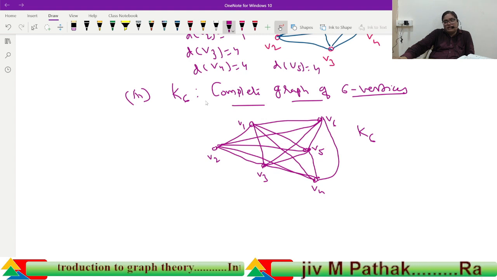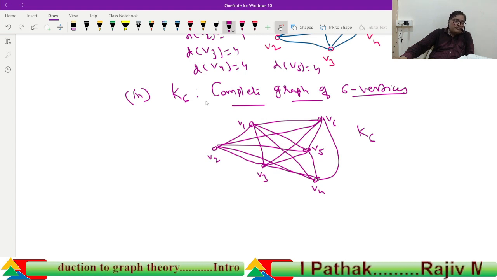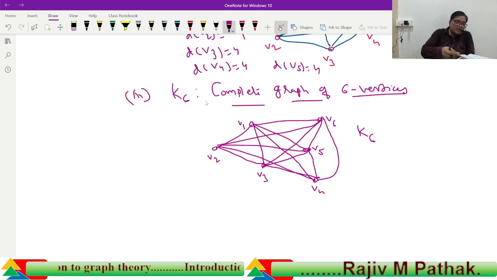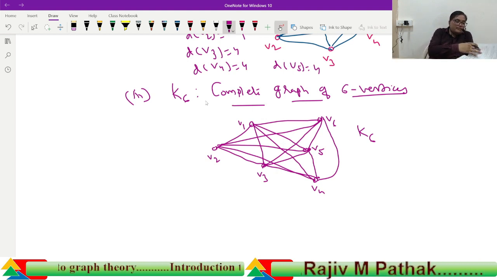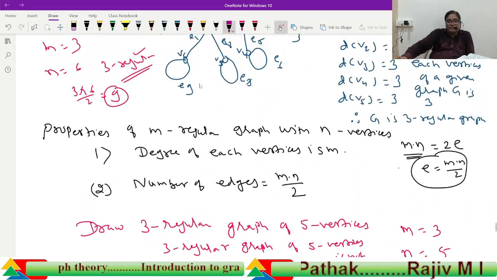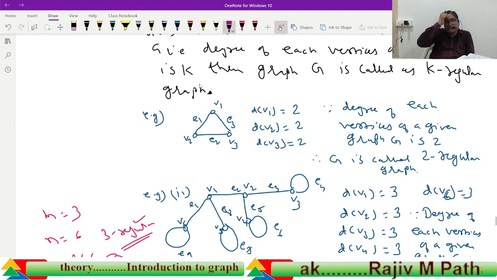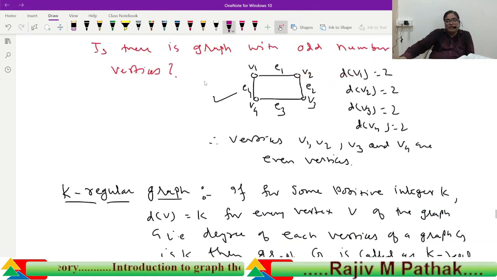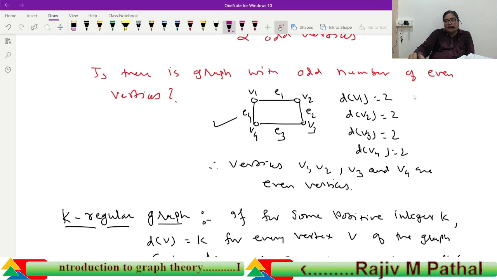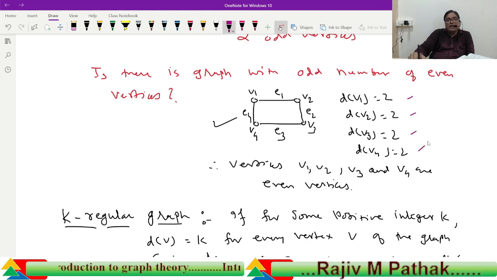Now please tell me, is every regular graph a complete graph? क्या हर एक रेगुलर ग्राफ कंप्लीट हो सकता है? Yes, you can check the example of a regular graph. You can very easily check an example of a regular graph. अभी यहाँ पे हमने regular graph define किया. This is a 2-regular graph because the degree of each vertex is 2 here.